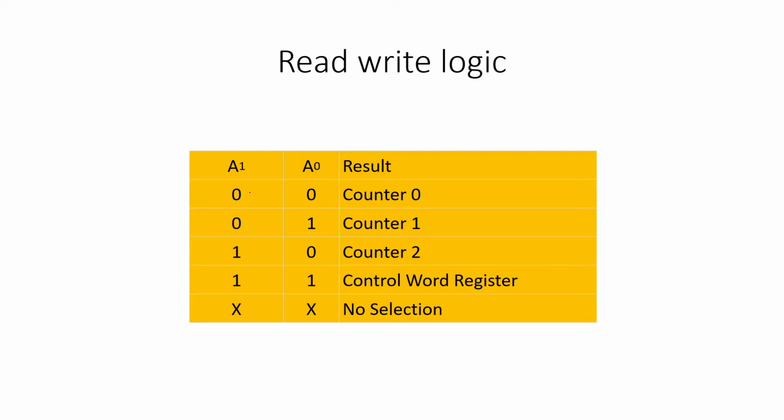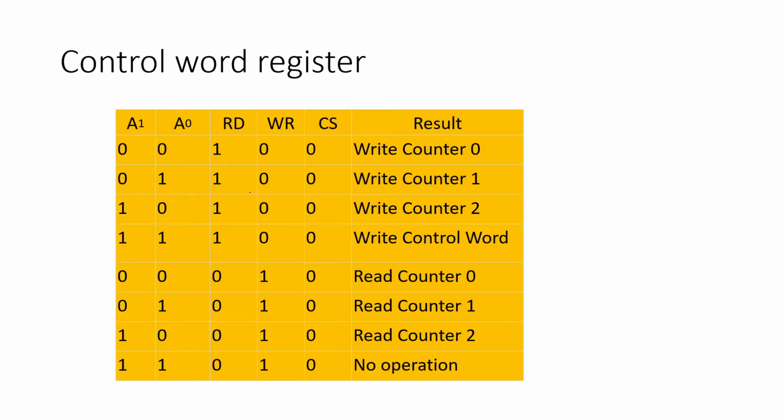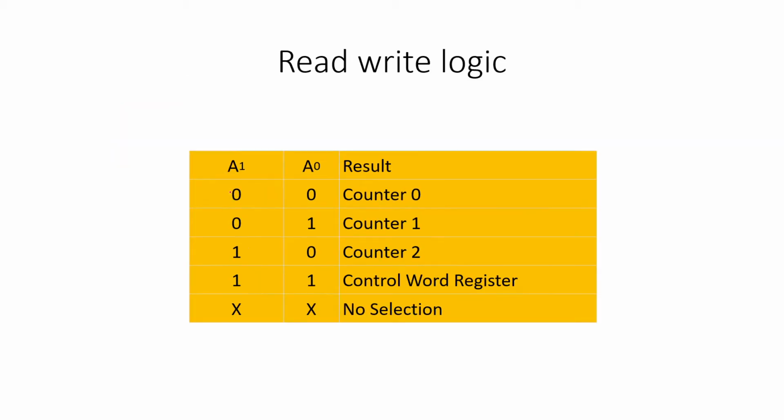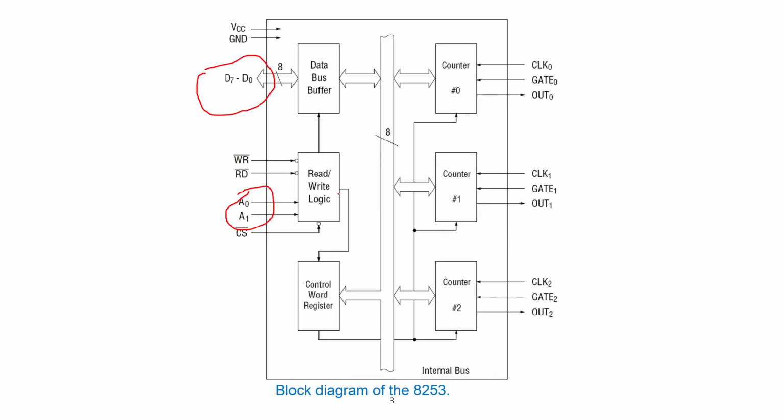That is the A0 value, address 0 value is 0, and A1 value is 0 means it indicates counter 0. 0, 1 means counter 1, 1, 0 means counter 2 and 1, 1 means control word register. And this is the table that indicates a control word register. As it is, this is a control word register here.